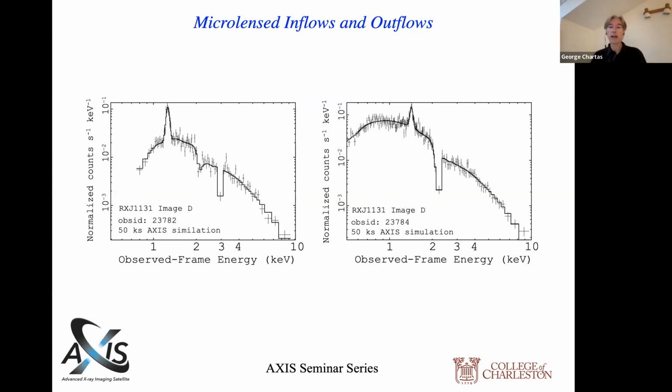With an AXIS observation, this is how that spectrum would look. So there will be no doubt that there's an emission line and absorption line there, and we can fit these with more realistic models to determine more accurately what's going on with these outflows, all right?